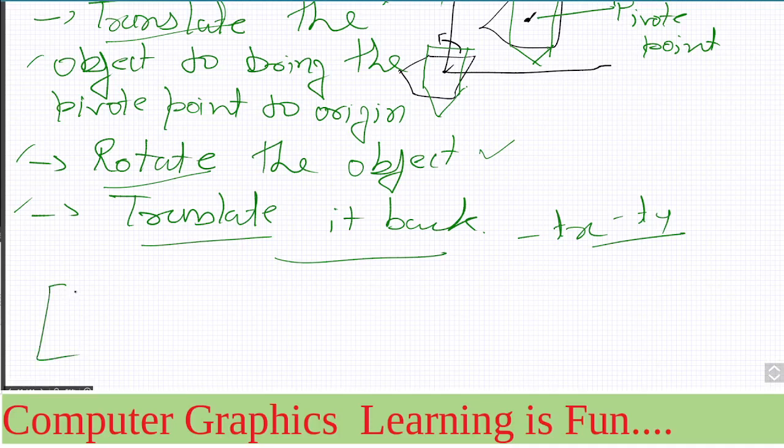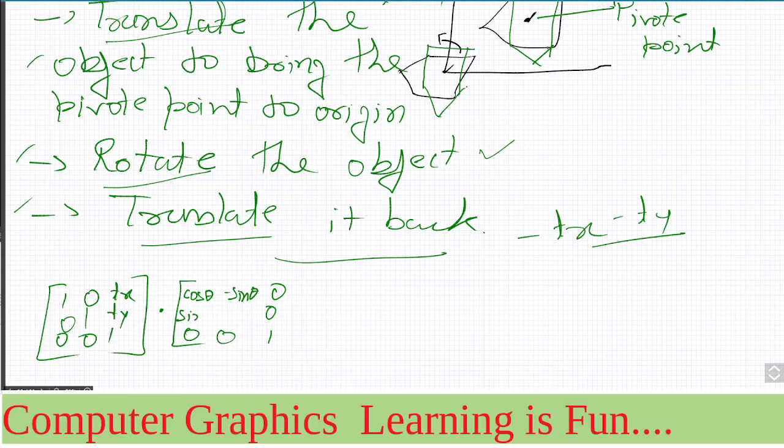For the first translation, you will have a matrix. It is 1, 0, tx, 0, 1, ty, I believe. If I am right, tell me if I am wrong. The second thing is, you will perform rotation, right? So can you tell me what will be the matrix for rotation? Am I audible? Yes, sir. Okay. Cos theta, minus sin theta, 0. Sin theta, cos theta, 0. And then you will perform another translation, which is 1, 0, 0, 1, and here you will write minus tx and minus ty.